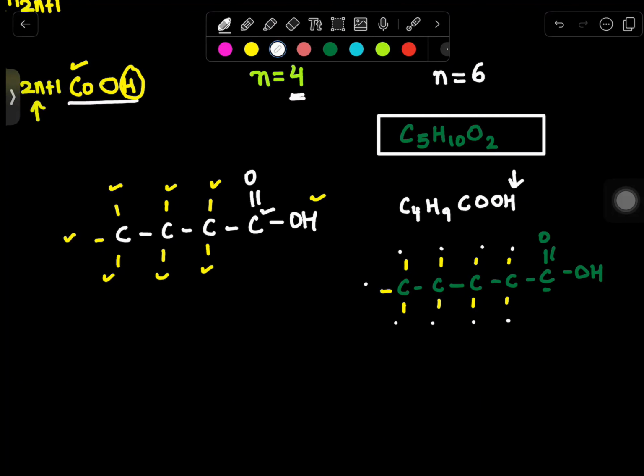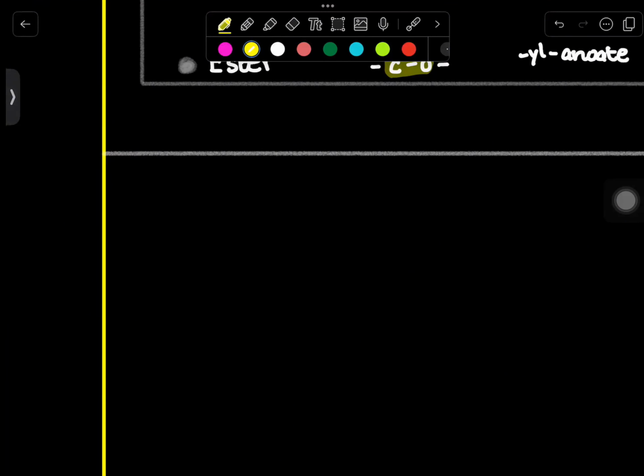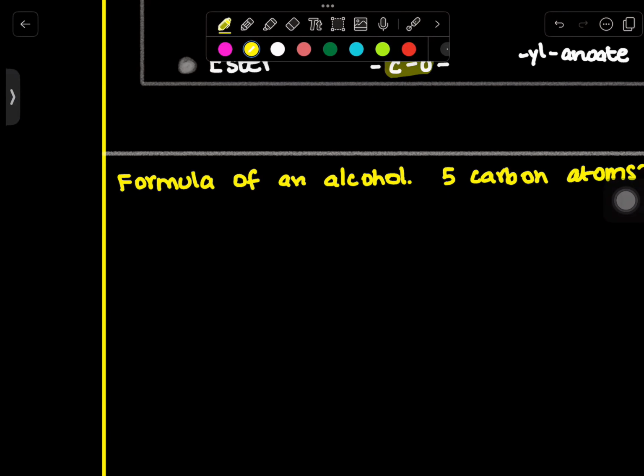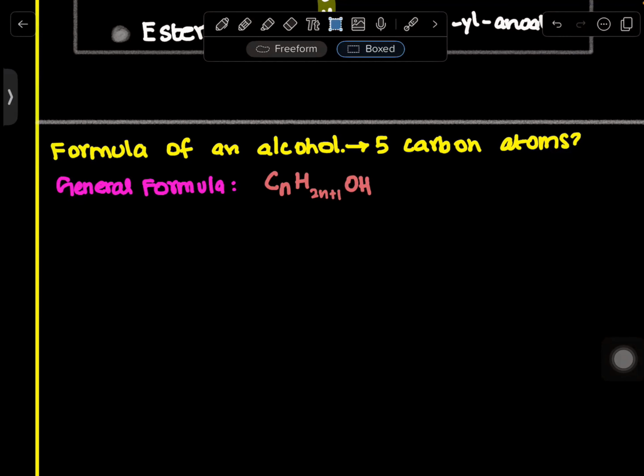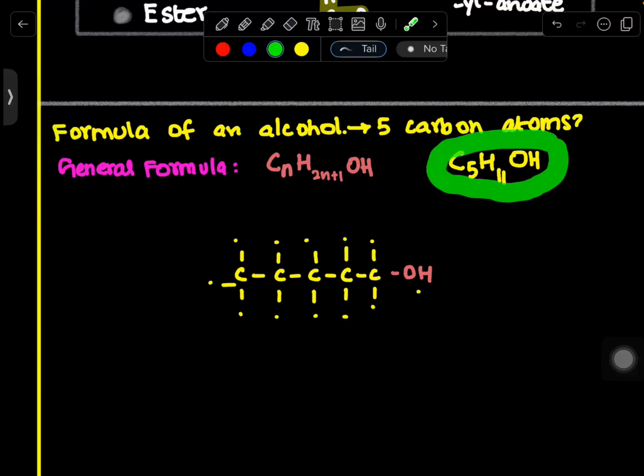All right, now let's do some examples. What is the formula of an alcohol that contains 5 carbon atoms? So, could you please work this out? C5H10OH. Okay, so we have C5H11OH, and to confirm that, we can even draw the structure.